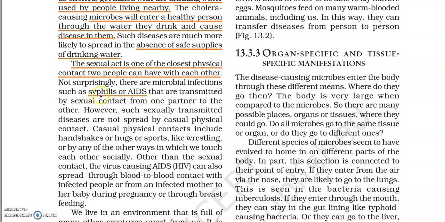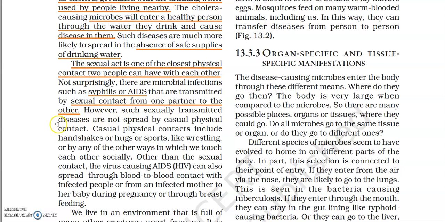So the kinds of disease that can be spread by sexual acts are syphilis and AIDS. This is the immunodeficiency virus, okay? Acquired immunodeficiency syndrome is the full form of AIDS, and the virus is the human immunodeficiency virus. By sexual contact, it gets transferred from one partner to the other partner, right?